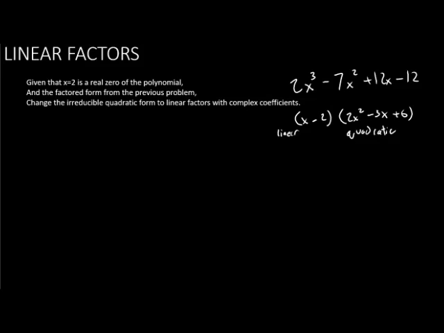In our previous video, we started with a polynomial function and we split that polynomial function into a linear and quadratic piece. We called this an irreducible quadratic because we could not factor it. Now in this problem, we're going to change that irreducible quadratic to linear factors with complex coefficients. If a quadratic expression is not factorable, we're going to have to use what's called the quadratic formula to change it to a linear factor.